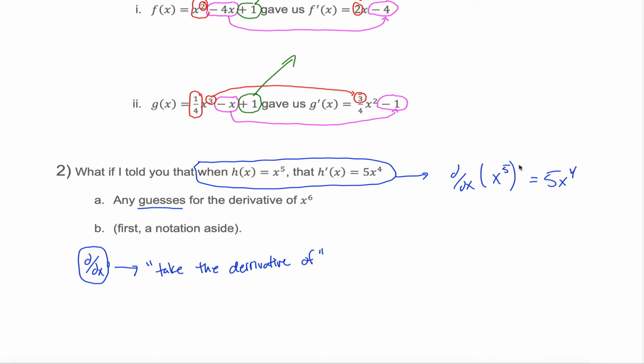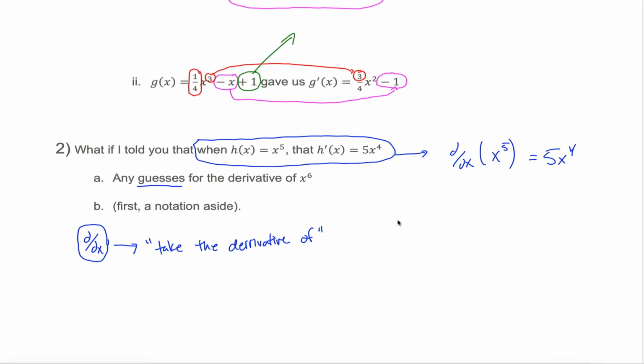The derivative of x to the 5th power equals 5x to the 4th. And if you can read that, then instead of saying any guesses for the derivative of x to the 6th, I could say something like evaluate the derivative of x to the 6th power. And maybe now, without further ado, I can just tell you what the answer is. It turns out the derivative of x to the 6th power is 6x to the 5th power.